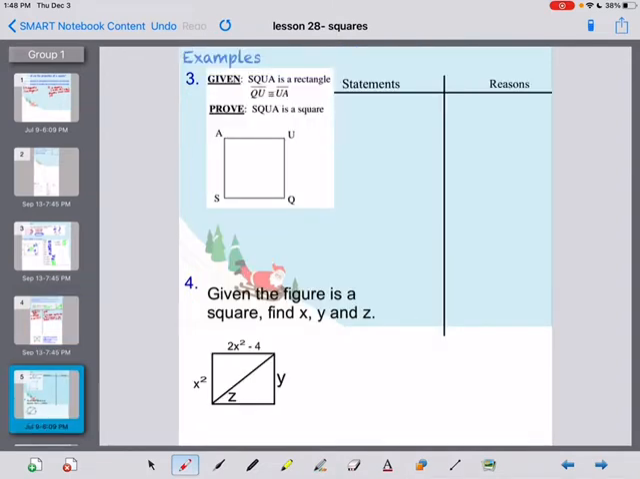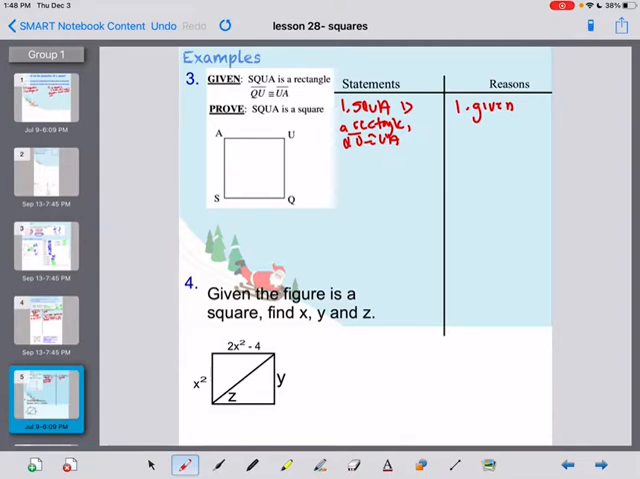Let's look at our next proof. Given: SQUA is a rectangle and QU is congruent to UA. Show that it's a square. So take a minute and see if you can figure out what kind of steps I'll have to include here. So they kind of did some of the work for us.